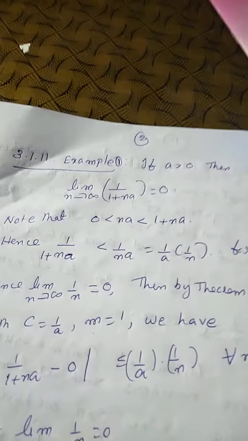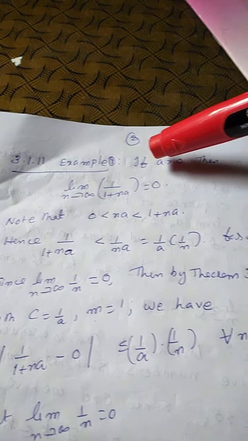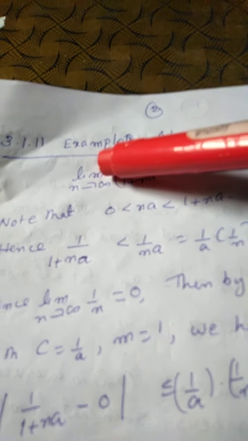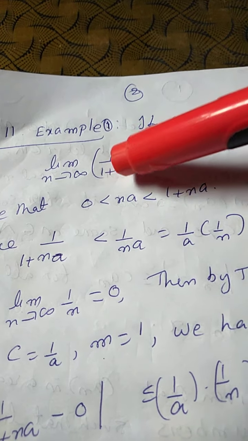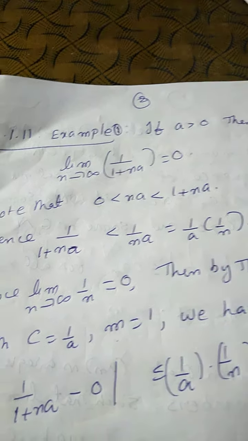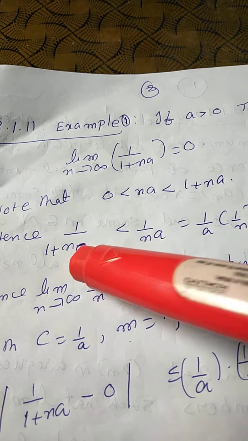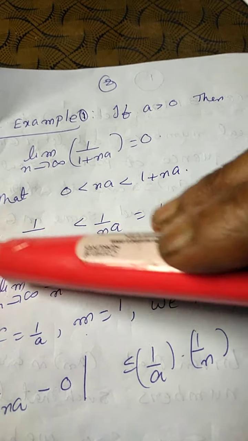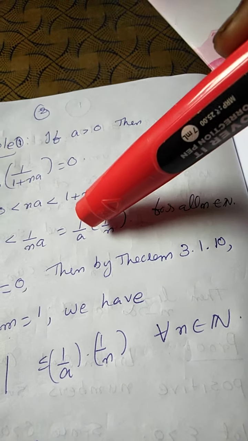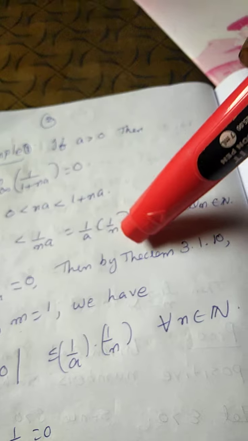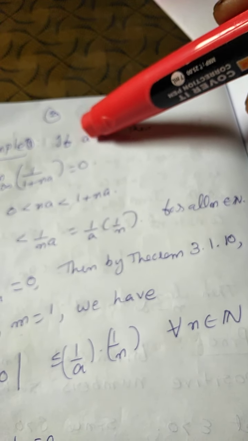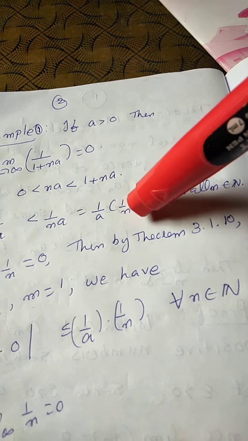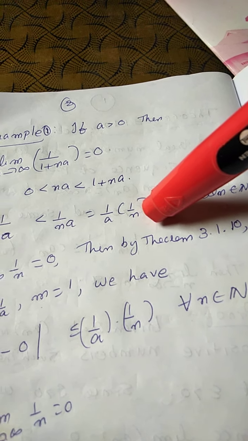So let us see an example. Suppose a greater than 0, then we prove that limit n tending to infinity 1 by 1 plus na equal to 0. Note that 1 by 1 plus na is less than 1 by na because the denominator is less here, which is equal to 1 by a into 1 by n. So given that a is positive, 1 by a is positive, and we know that 1 by n tends to 0 as n tends to infinity.